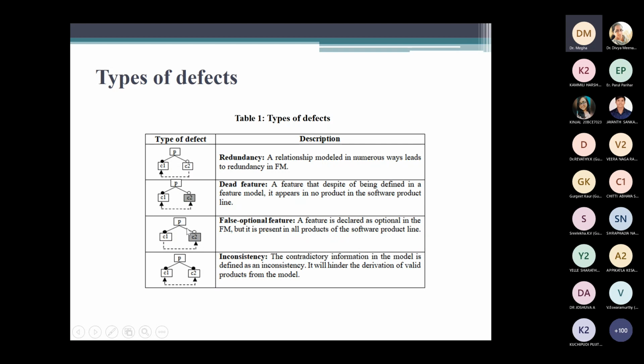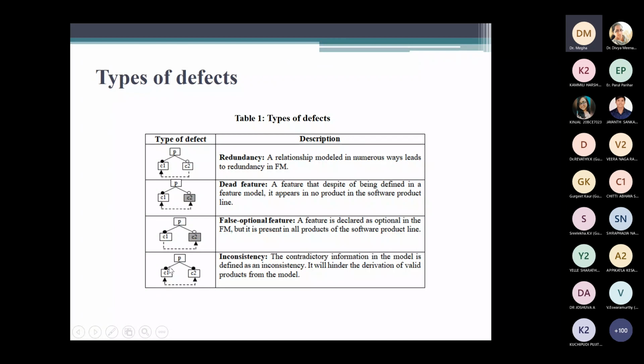And then we have another type of defect, that is the false optional feature. P is the parent, C1 is the mandatory feature, C2 is the optional feature. C1 is mandatory, which means it is going to be a part of the valid product. Now C1 implies C2, which means whenever C1 is selected, C2 will always be selected. However, C2 is an optional feature, which means we may or may not include it. But due to this implication, it is going to be a part of your valid product. So C2 is not optional anymore. Now it has become a false optional feature. So this is one kind of defect.